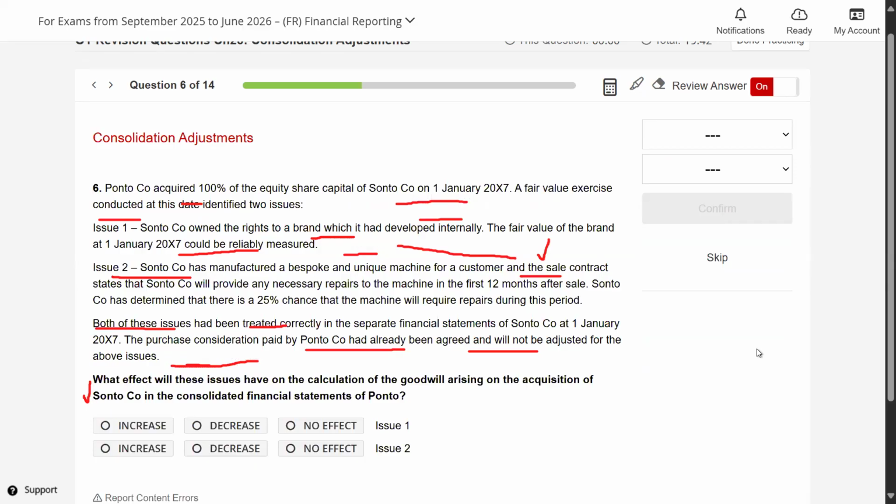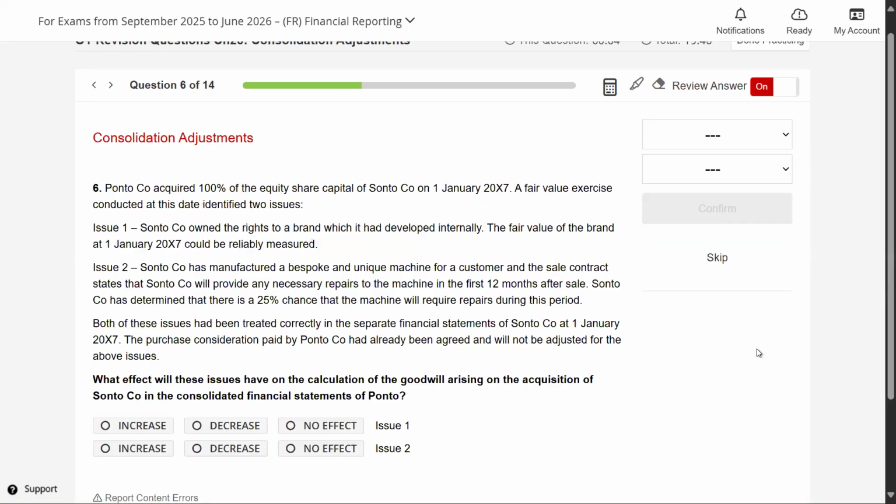Let's clear the drawings before we move on. Okay, so we have some more issues. We're moving at good pace since we're dealing with some theoretical ones. What effect will these issues have on the calculation of the goodwill? So we're looking at the calculation of goodwill arising on the acquisition of Sontoco in the consolidated financial statements of Ponto. So here the Sontoco is trying to take over Ponto. So let's see what are the issues.